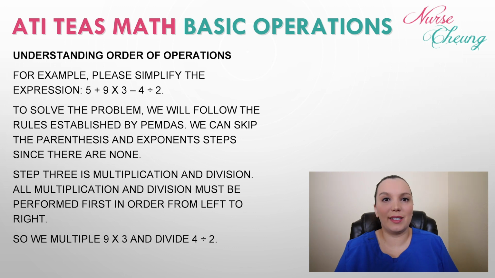So let's simplify this expression. We have 5 plus 9 times 3 minus 4 divided by 2. To solve this problem, we will follow the rules established by PEMDAS. We can skip the parentheses and exponent steps because there are none in this expression. Step 3 is multiplication and division. All multiplication and division must be performed in order from left to right. So we multiply 9 times 3 and we divide 4 by 2. After performing these 2 operations, it'll leave us with 5 plus 27 minus 2.